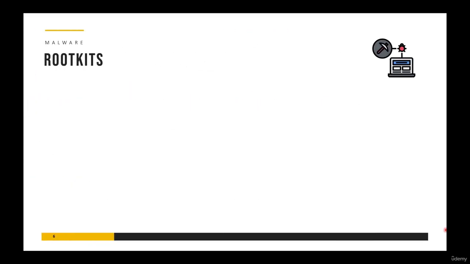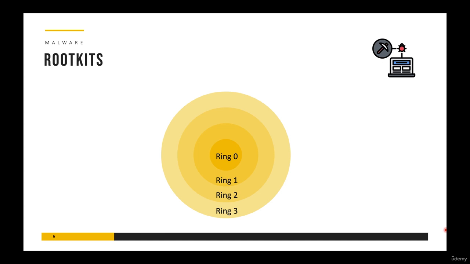In order to understand how rootkits work, you first need to understand the ring structure. So basically we have different rings and each ring has a different level of privileges. Our operating system kernel, which is the brain of the operating system and which needs to be always loaded in memory, resides at ring 0. This represents the highest level of privileges on a system, so it has complete administrative control over your system.